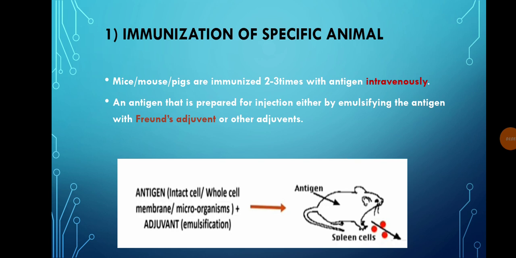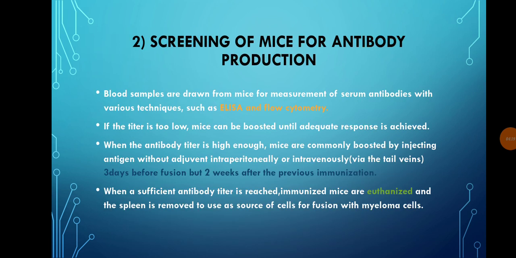First, immunization of a specific animal. Experimental animals are immunized 2 to 3 times with antigen intravenously. The antigen is prepared for injection either by emulsifying it with Freund's adjuvant or other adjuvants. Second, screening of mice for antibody production. Blood samples are drawn from mice for measurement of serum antibodies with various techniques such as ELISA and flow cytometry.